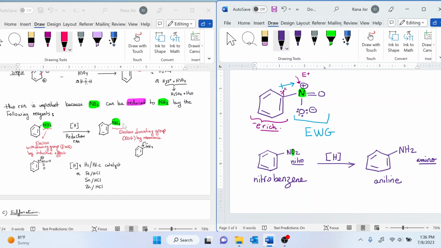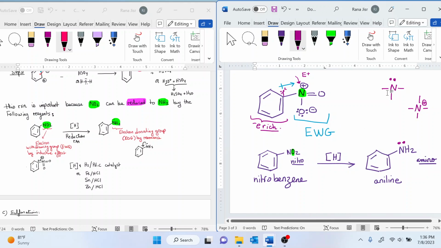Now, why do I care? I care because NO2, if I draw the Lewis structure for it, has a plus charge. It is an electron withdrawing group. However, with aniline, if you draw the Lewis structure for NH2, you can easily see that the nitrogen in there has lone pairs. When nitrogen has 3 bonds, it has lone pairs. When nitrogen has 4 bonds, it has a positive charge.